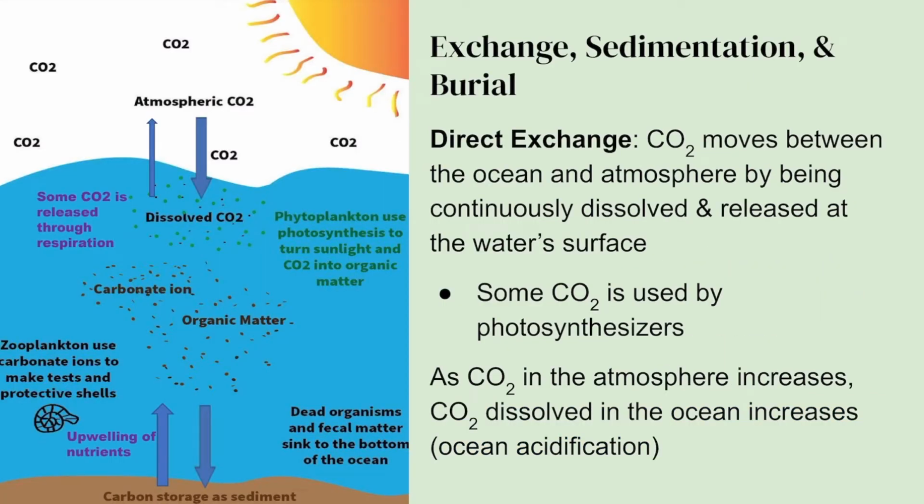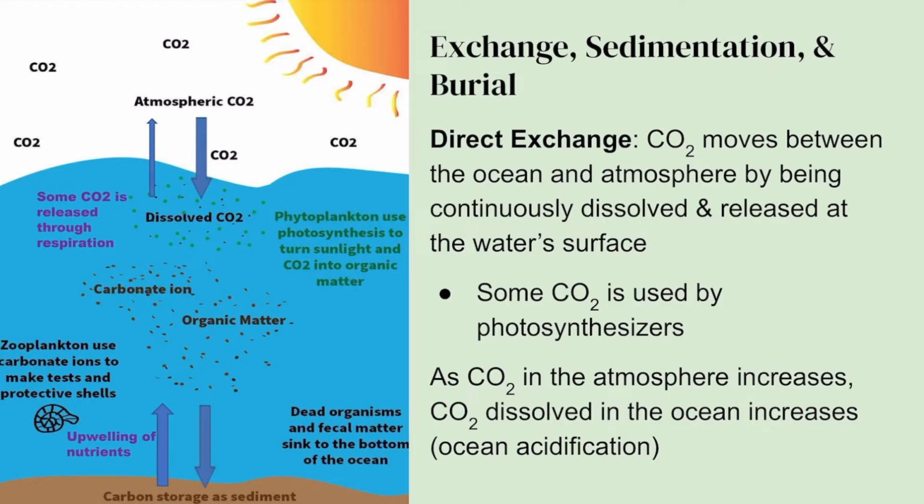So another balanced process in the carbon cycle is called direct exchange, or just exchange. This is movement of carbon between the atmosphere and the oceans. Direct exchange is when carbon dioxide is continuously dissolved into the ocean and then continuously released from the ocean into the atmosphere. This occurs at the water's surface.